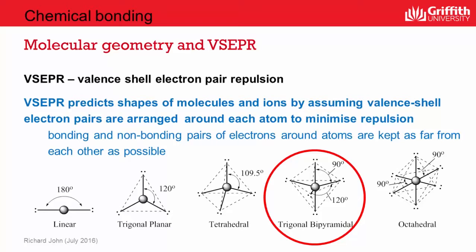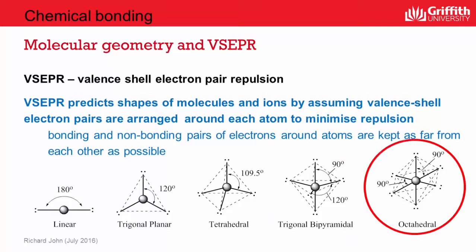The resultant shape appears as if two triangular pyramids are attached at the base, and the name of this arrangement is called trigonal bipyramidal. An octahedral geometry is obtained when six pairs of electrons surround a central atom. Four of the pairs are arranged in a square plane, with the angle between each being 90 degrees. The remaining two sit above and below the square plane, also at an angle of 90 degrees.